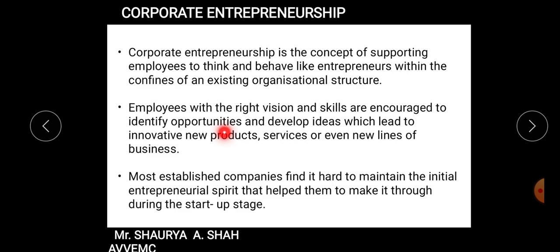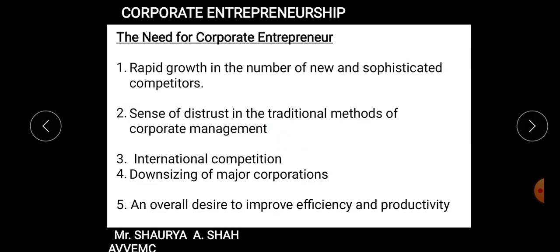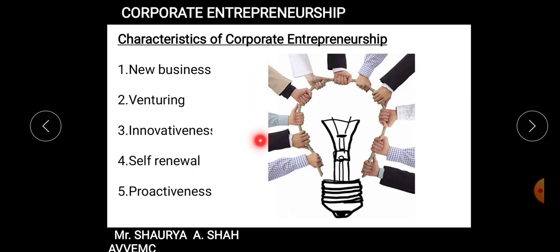This all we studied, students, with the introduction part. Definition also we saw. Then the need, why the corporate entrepreneur is needed, that we completed in yesterday's lecture. Objectives also, four main objectives: intelligent organizations, organizing around teams, then creating an entrepreneurial organization, cultivating innovation and creativity, that we saw. And the last thing which we saw yesterday was the characteristics of corporate entrepreneurship, right? Amongst that, I told you innovativeness and proactiveness are the most important and vital characteristics.